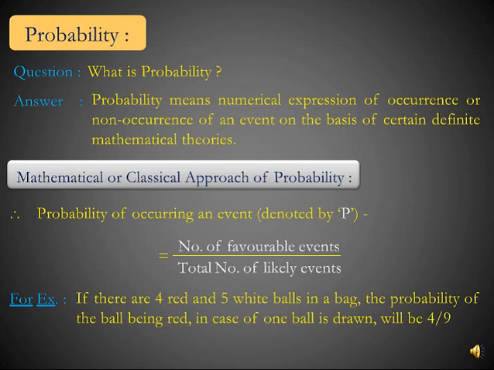Say for example, if there are 4 red balls and 5 white balls in a bag, the probability of the ball being red when one ball is drawn will be 4 by 9. How is it? As the number of favorable events, that is the ball being red, is 4, and the total number of likely events, that is all balls in the bag, is 9. Therefore, probability will be 4 by 9.